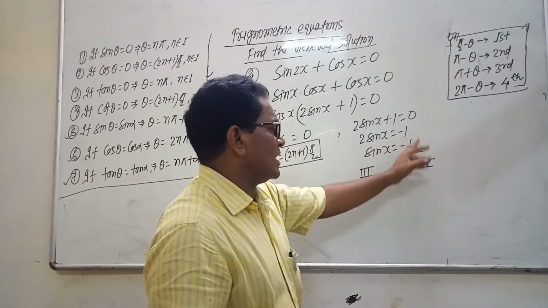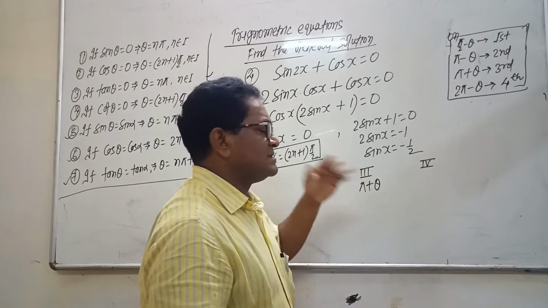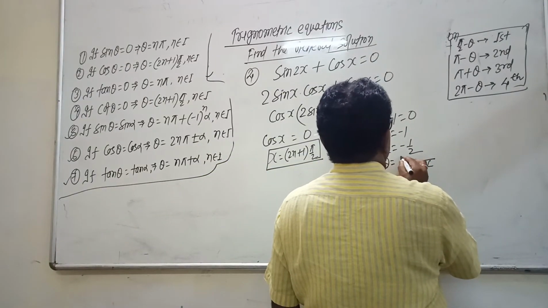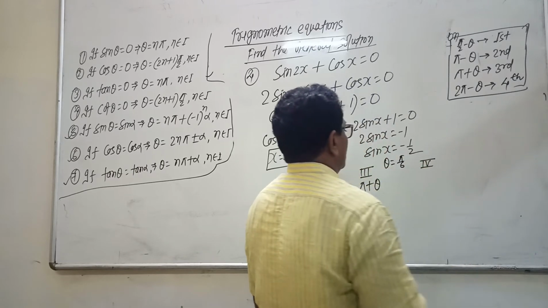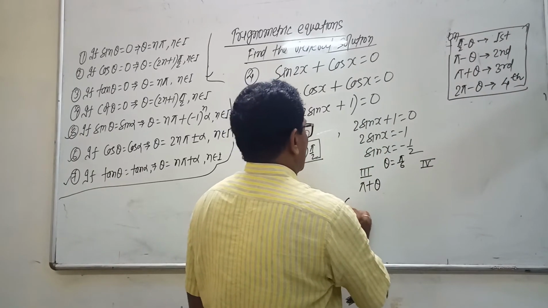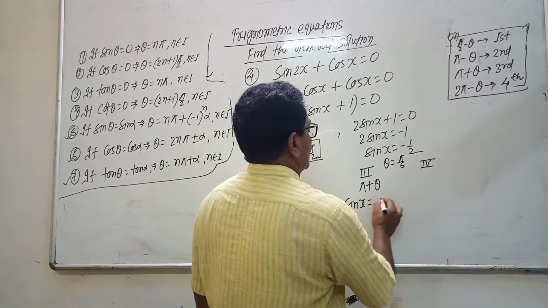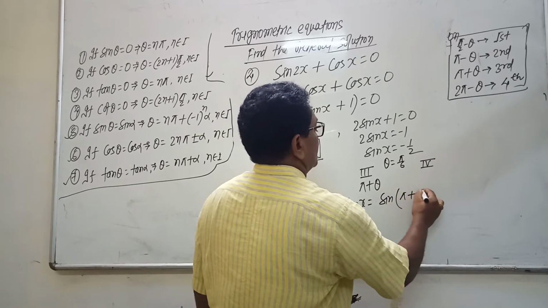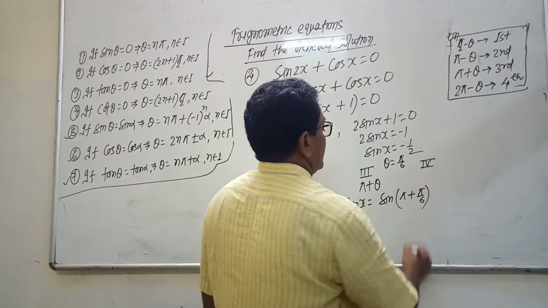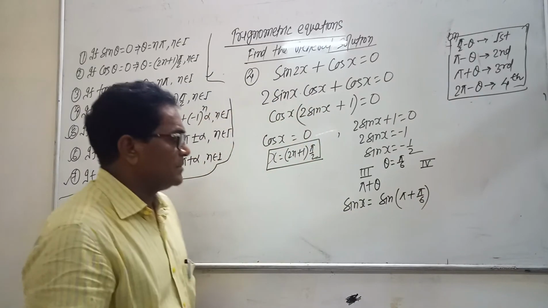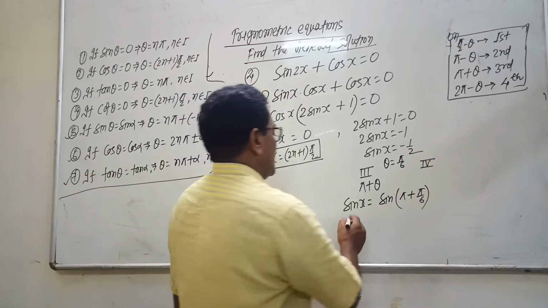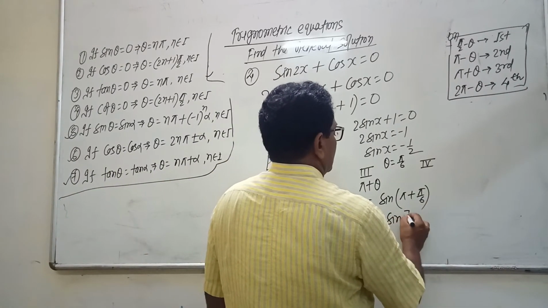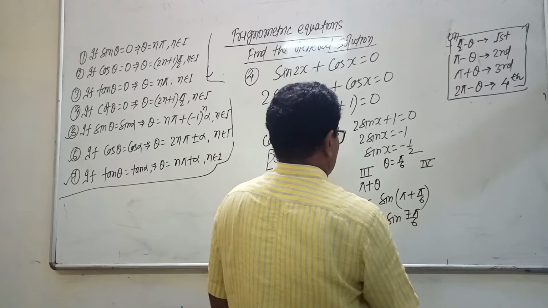sin x equals 1 by 2. 1 by 2 means sin 30 degree. So we can write theta equals 30 degree, which means pi by 6. So sin x is equal to sin of (pi plus theta), and the value of theta is pi by 6. So sin(pi plus pi by 6). So sin x is equal to sin of 7 pi by 6.